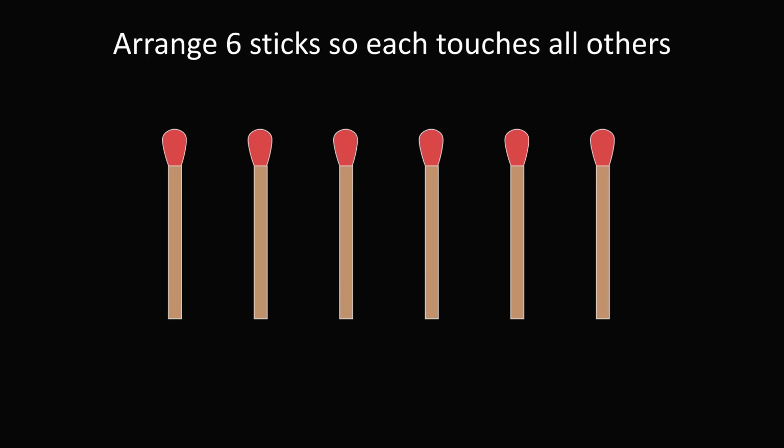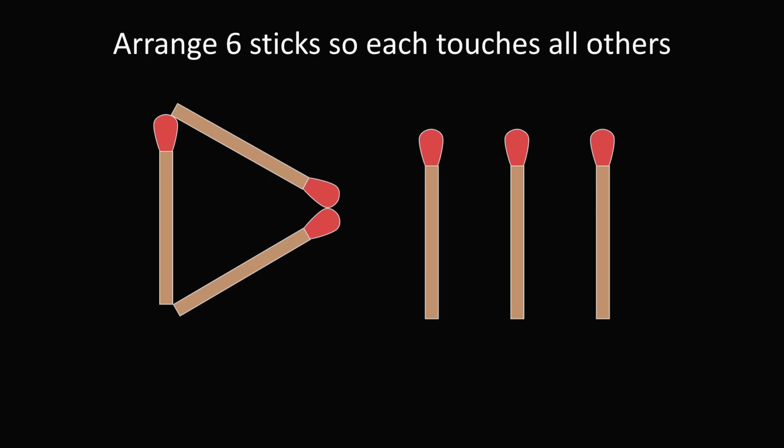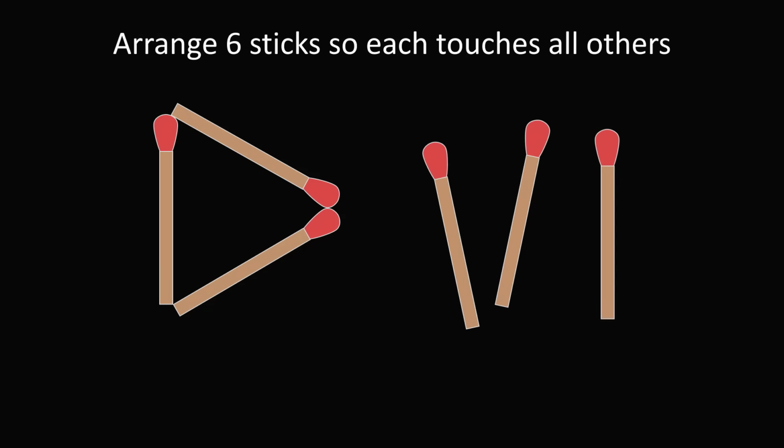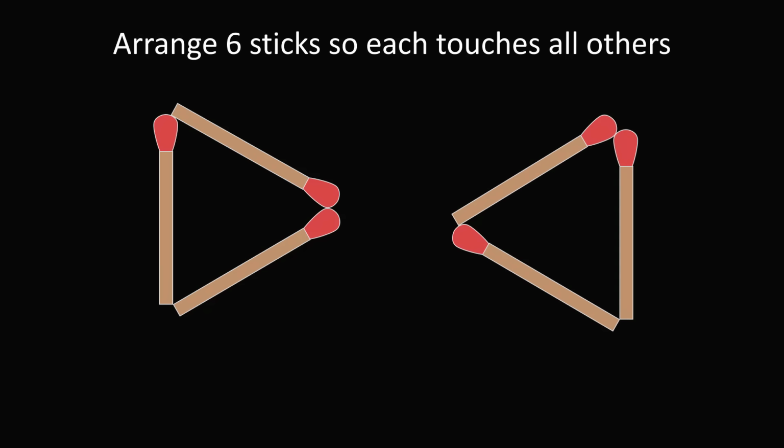Let's imagine we just take a group of 3 matches. Well, it'll be easy to arrange them into a triangle, and each matchstick will be touching the other 2. Let's arrange the other 3 matchsticks into a triangle, and each of these will be touching the other 2. So if we could somehow join these shapes together, we would have a solution.